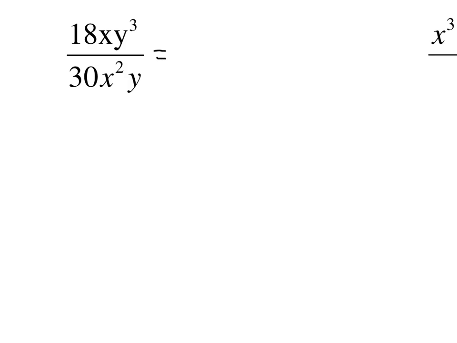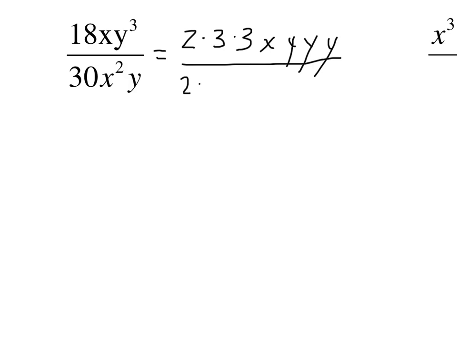So if you have 18, 18 is 2 times 9, and 9 is 3 times 3. Then you have x, and then you have y to the third. So that's y times y times y. I think you can see why we don't want to do it this way every time. 30 is 2 times 15, which is 3 times 5. Then you have x squared, which is x times x, and you have y. So we have a common factor of 2. 2 over 2 is 1, so there's no point in writing it. 3 over 3 is 1. There's no point in writing it because 1 times anything is just that thing.